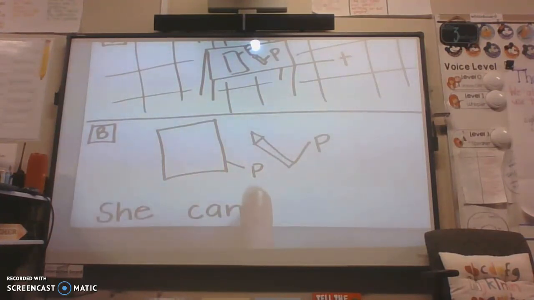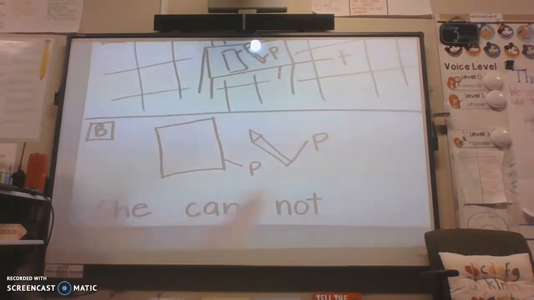Finger space. Let me stretch out that word. That's the sound an N makes. Aw. That's the sound an O makes. That's the sound a T makes. She can not. Draw is the last word that I want to write.